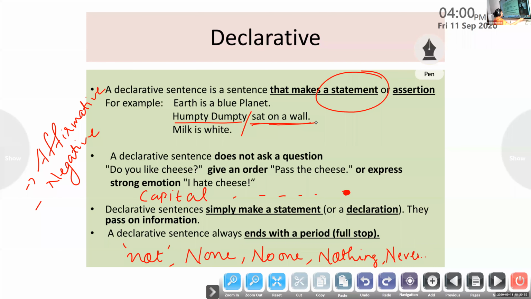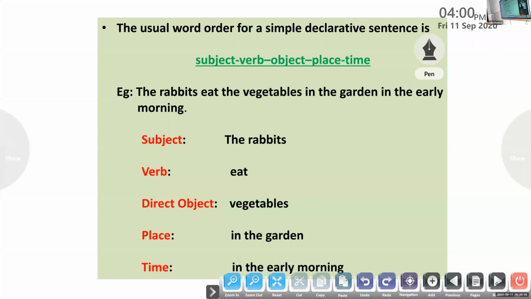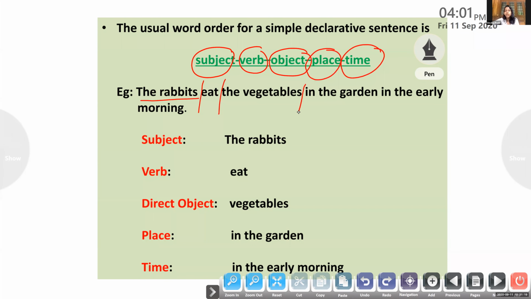And there is a pattern, a word order, to construct a declarative sentence. The word order is subject followed by a verb, then comes the object's place. If you want to mention the time, you can do it. So this is the word order. For example, "The rabbits", subject, verb, object, if it is a short sentence. We must follow this word order when we write a declarative sentence, and you can use not after the auxiliary verb.